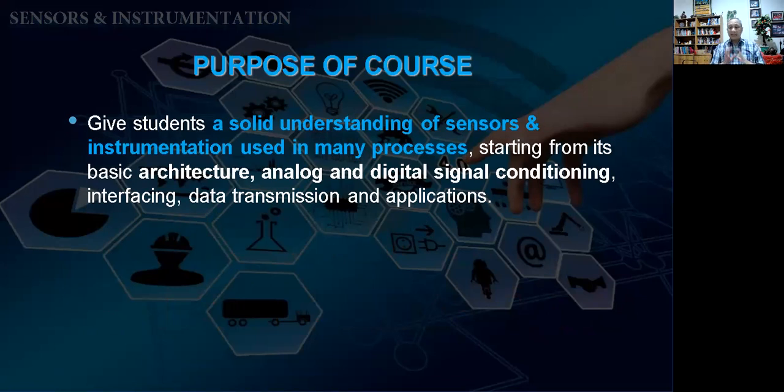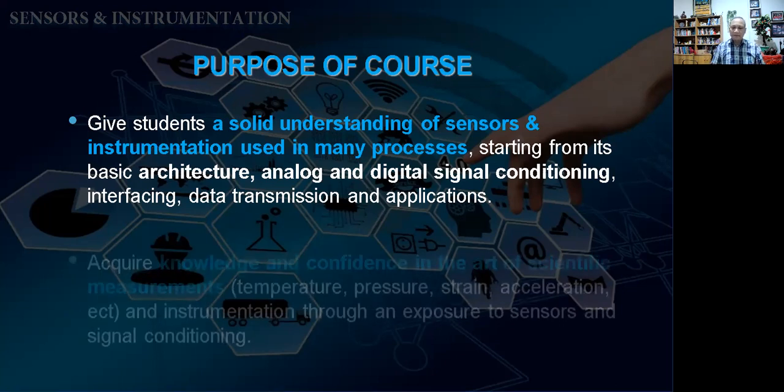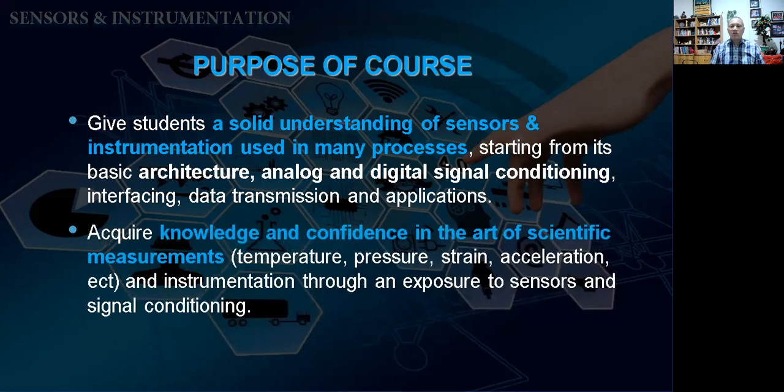We're going to talk about the basic architecture of sensors and instrumentation, and then the signal conditioning, comprised of analog and digital, the interface between the sensors and the brain, a PC or microcontroller or data acquisition system, and transmission and application of that. And then, of course, the purpose is to acquire knowledge and confidence in the art of scientific measurement.